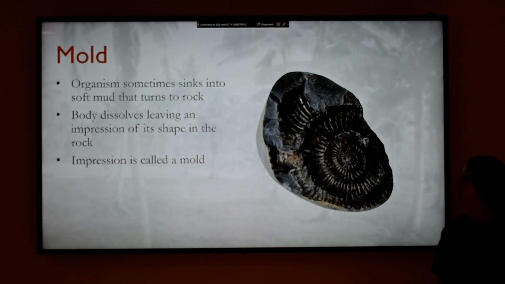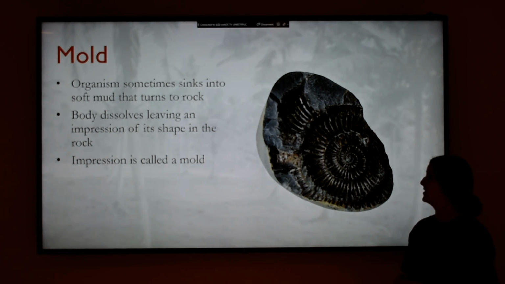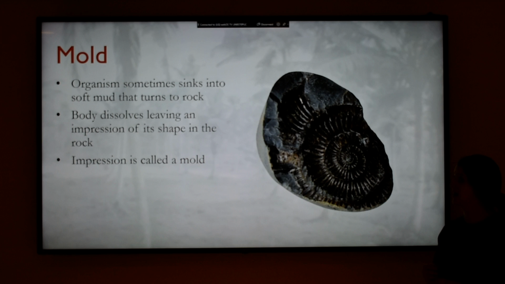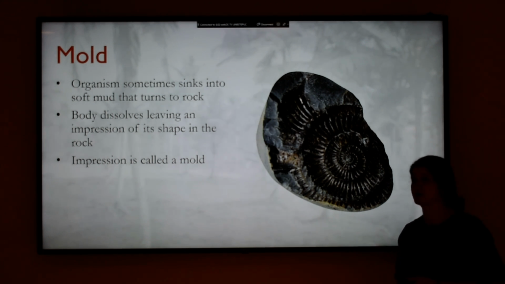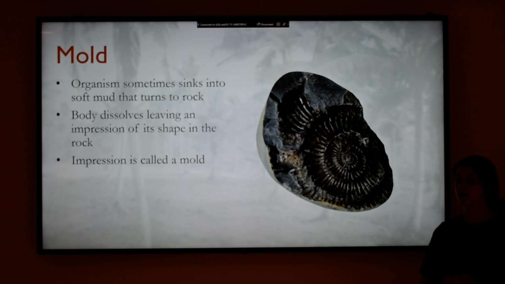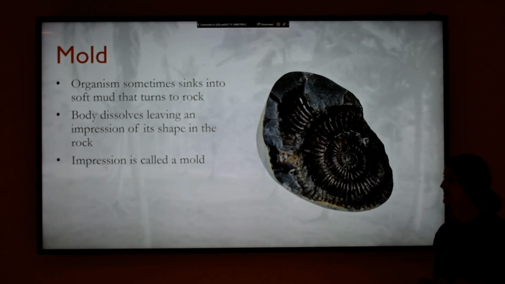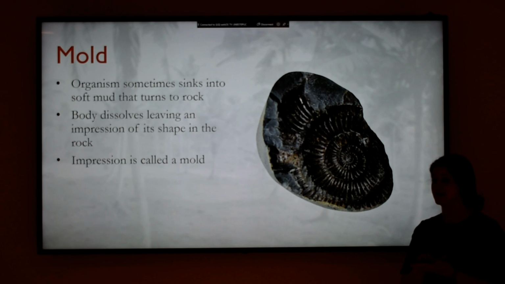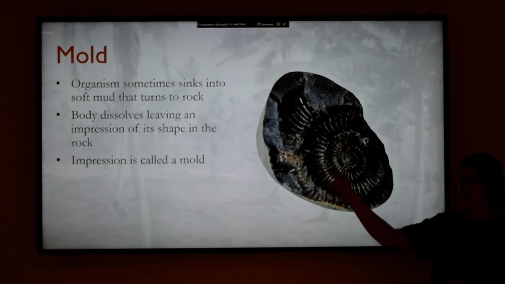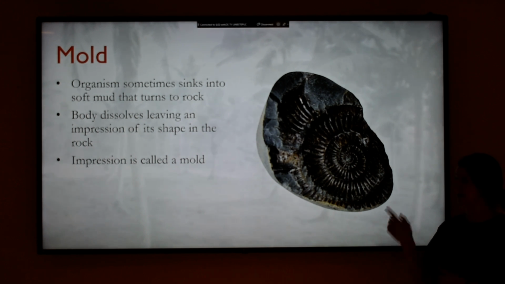Another example of a fossil is a mold. Sometimes an organism will sink into super soft mud or dirt, and eventually over time that mud or dirt will turn to rock. Over time the body of the organism also dissolves, but the shape that they made while they were in the rock still exists. So it leaves this impression in there, and that impression is called a mold, so that's where that comes from.